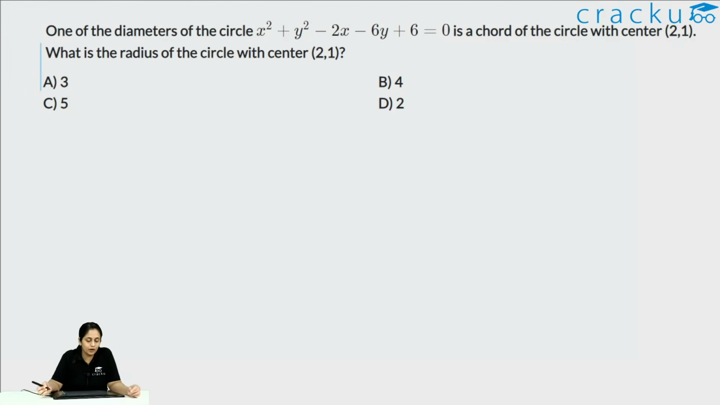So consider the following question. One of the diameters of the circle x square plus y square minus 2x minus 6y plus 6 is equal to 0 is a chord of the circle with center 2, 1. What is the radius of the circle with center 2, 1?